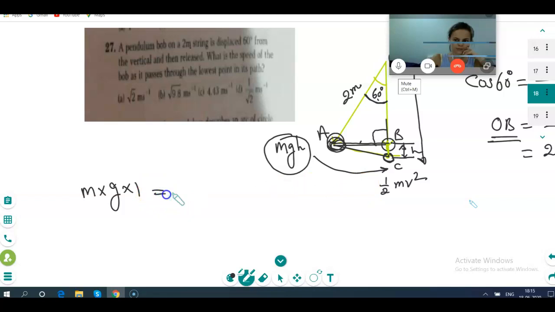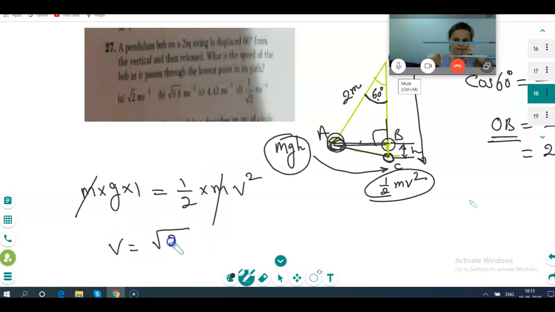Then what is the energy here? Kinetic energy, 1.5 m v square. So v is equal to, m is removed, so root of 20. So it's going to be 2 root 5. Approximately it will come 4.43. Just see the answer. Okay.